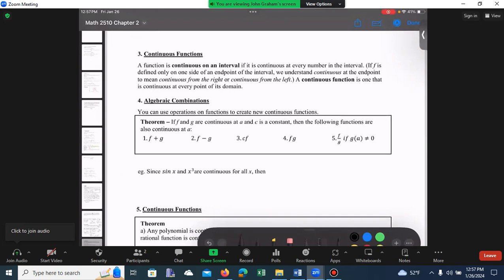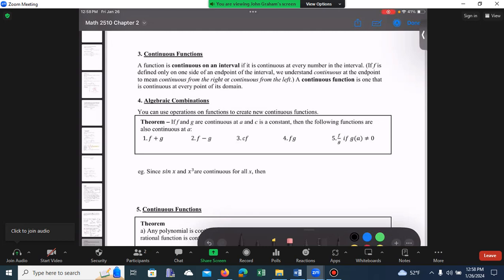Alright, so a function is continuous on an interval if it is continuous at every number in that interval. If f is defined only on one side of an endpoint of the interval, we understand continuous at the endpoint to mean continuous from the left or from the right, depending on if it's the left side or the right side endpoint. A continuous function is one that is continuous at every point in its domain.